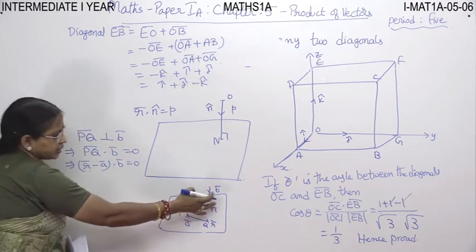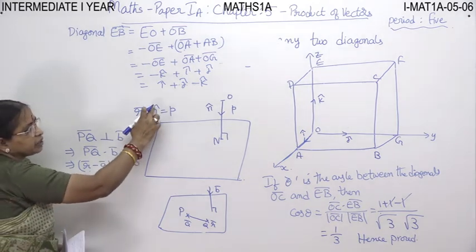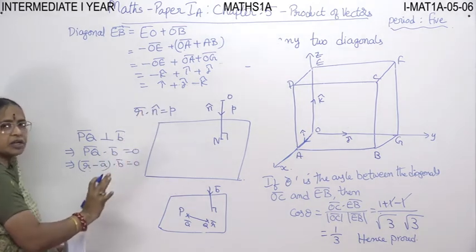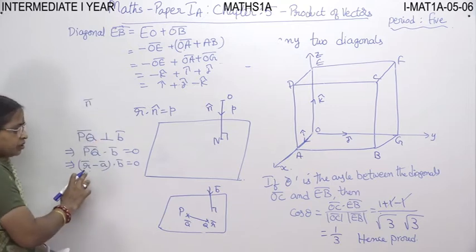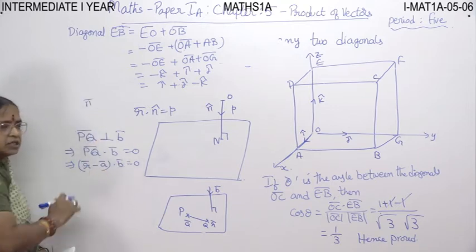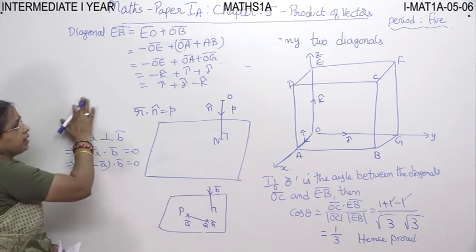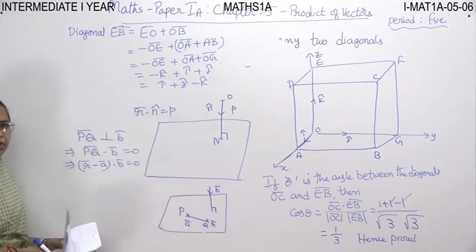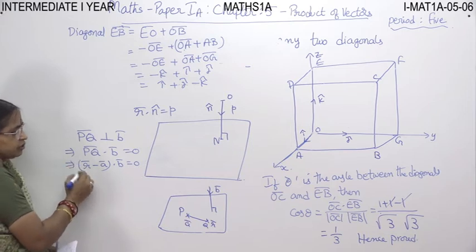You can also take this as some n. Same letter you can take, but if it is a unit vector, you should write n cap. If it is not a unit vector, you can just write n bar like this. So r minus a dot b is equal to 0. Instead of n, I am taking it as some b, because n cap we are denoting by unit vector. So this is another equation of the plane.